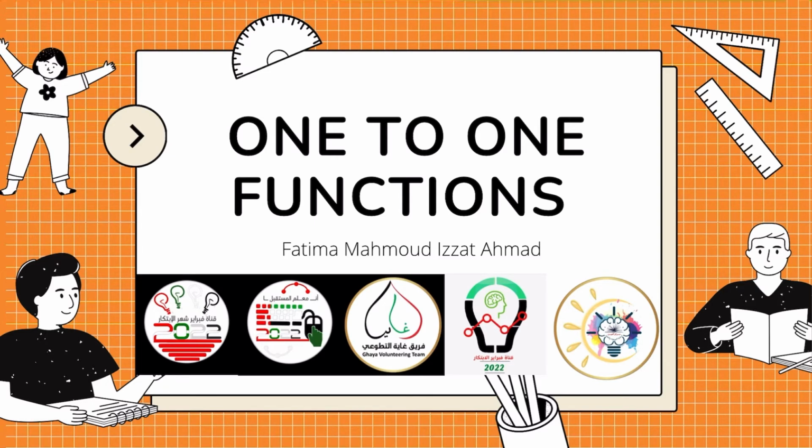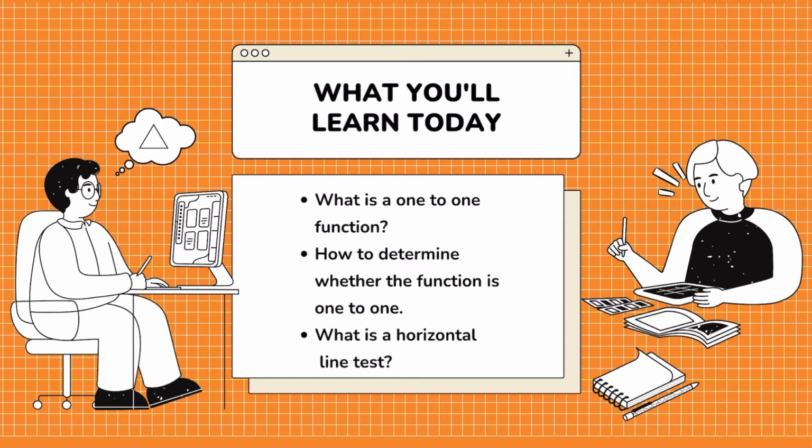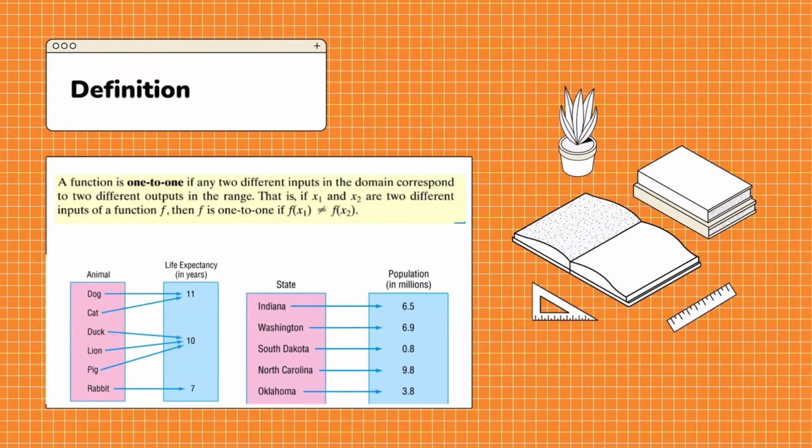And today I'm going to be explaining one-to-one functions from my pre-calculus class. Our objectives for today are to learn what a one-to-one function is, how to determine whether a function is one-to-one, and what a horizontal line test is.